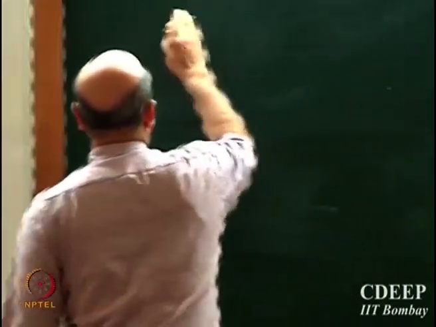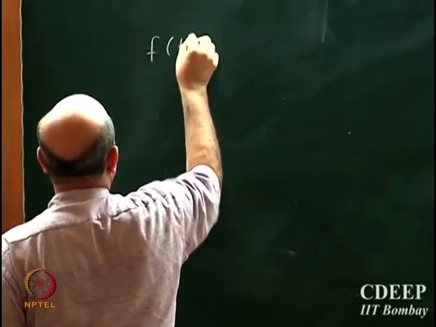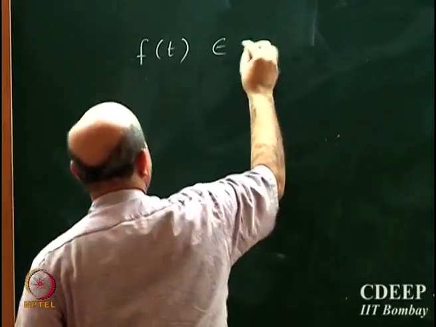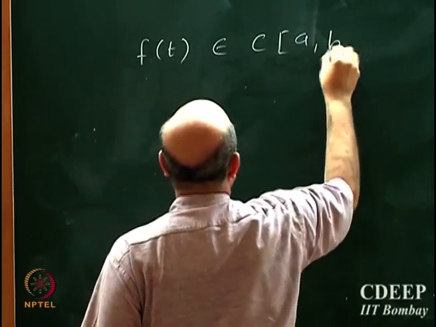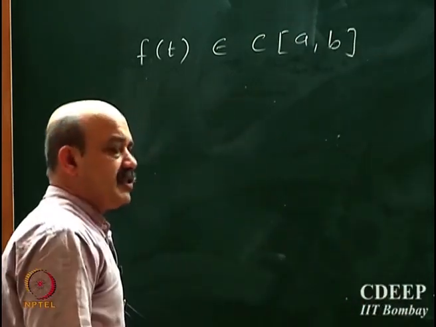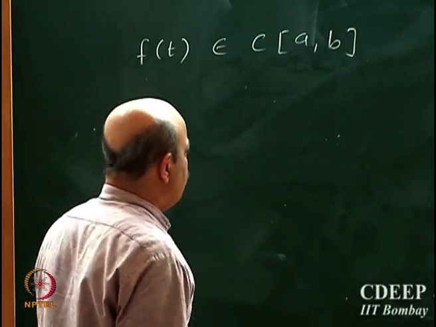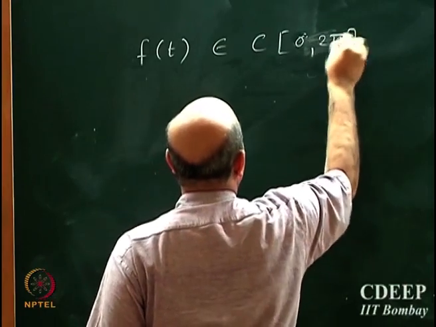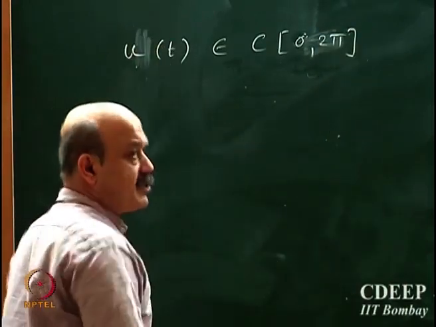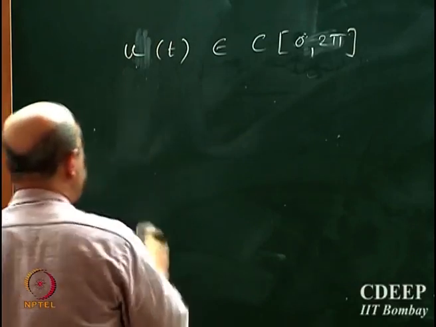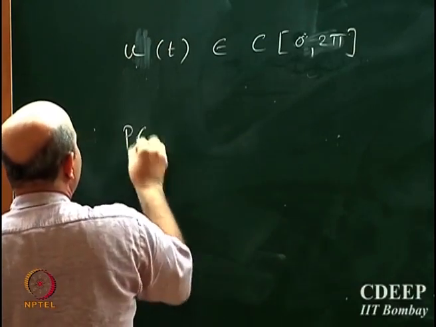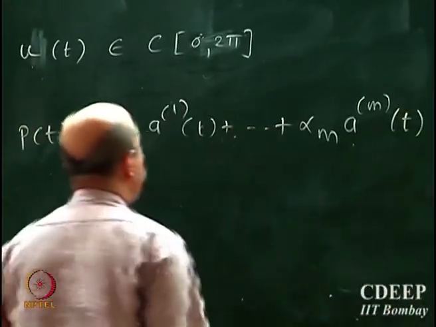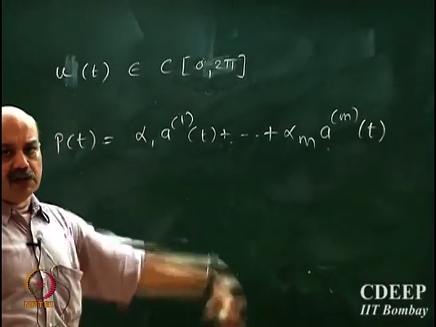Well, the problem is not different, if I just passingly mention. Yesterday we saw that we had this function f(t) which belonged to the set of continuous functions, and maybe we took some specific interval here, 0 to 2 pi, and then the function u(t), and then we had this approximation, and then we wrote the normal equation.